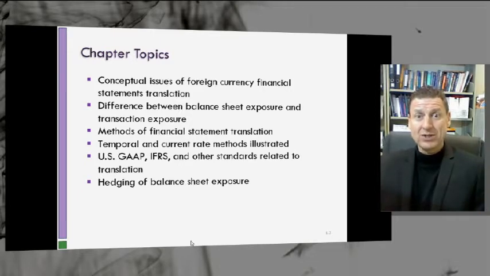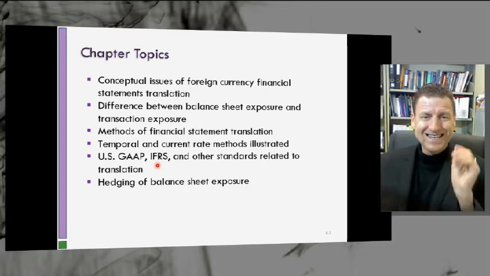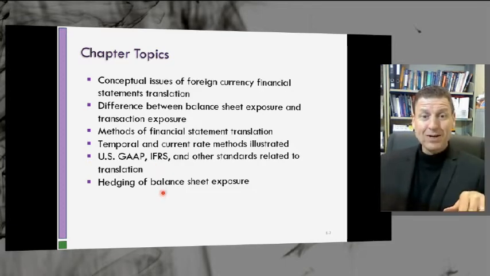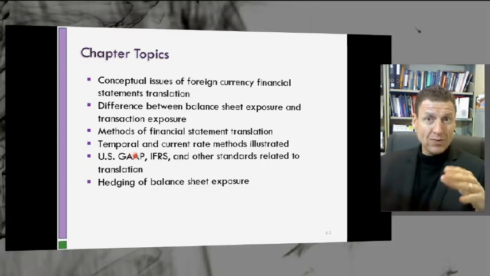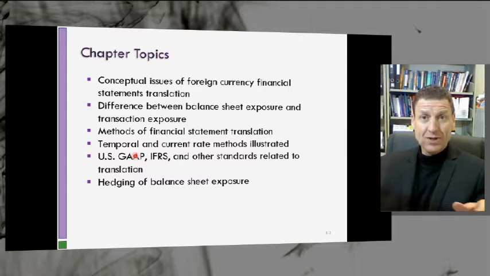So here are some of the topics we're going to cover in this chapter. The conceptual issues of foreign currency financial statements translation, the difference between balance sheet exposure and transaction exposure, the methods of financial statement translation, and temporal and current rate methods illustrated. And I'm going to give you my idea about how best to remember the difference between those two methods, and the US GAAP, IFRS, and other standards related to translation. Finally, we're going to look at hedging of balance sheet exposure, but basically we covered that last week, so that will basically finish us up with this chapter.